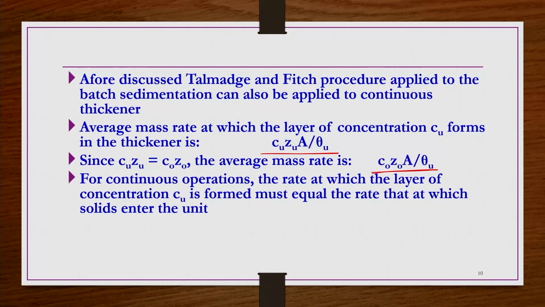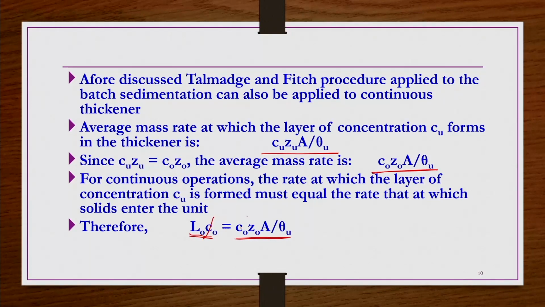Then, for continuous operation, the rate at which the layer of concentration Cu is formed must equal the rate at which solids enter the unit, because only then will steady state conditions prevail for a given continuous operation. The rate at which solids enter the unit is nothing but L naught C naught. So that L naught C naught should be equal to this C naught Z naught A by theta u.